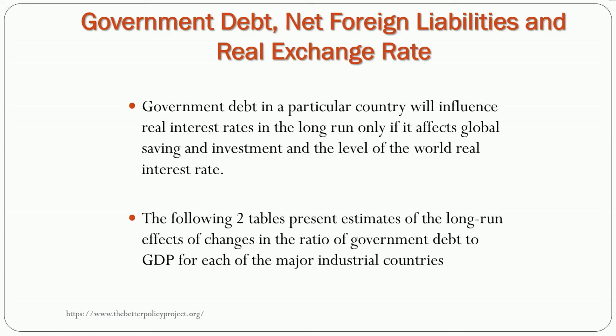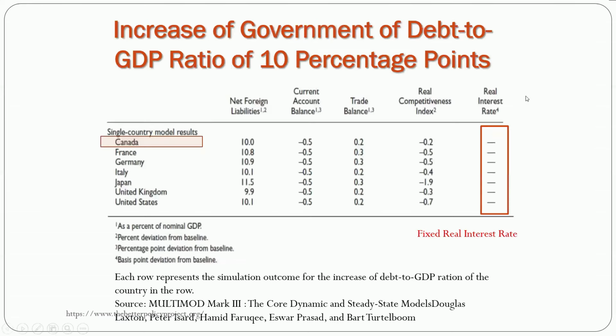And so I'm suggesting to go to the next tables, which represent the estimates of the long run effects of changes in the ratio of government debt to GDP for each of these major industrial countries. Here we have an example where we have an increase of the government debt to GDP ratio of 10 percentage points. Here we can see different country cases, and each row represents the simulation outcome for the increase of the debt to GDP ratio of the country in the row.